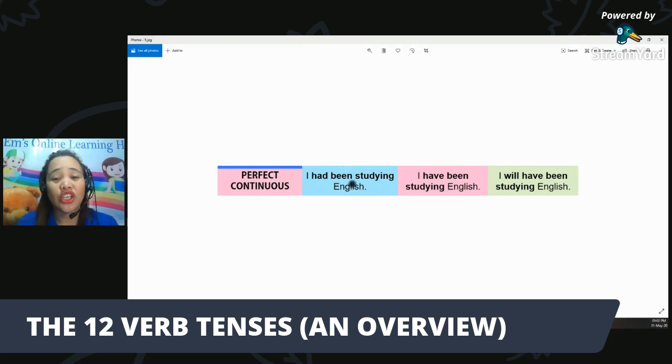To indicate an action in the past that began before a certain point in the past and continued up until that time. All right, again. This is to indicate an action in the past that began before another certain point in the past and continued up until that time. Another example of this: I had been eating pizza for 2 hours when you arrived.